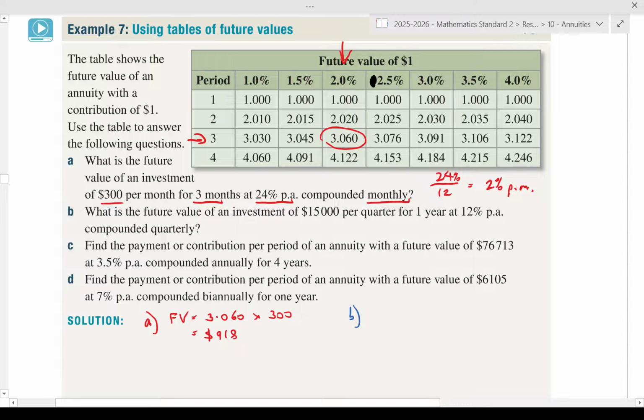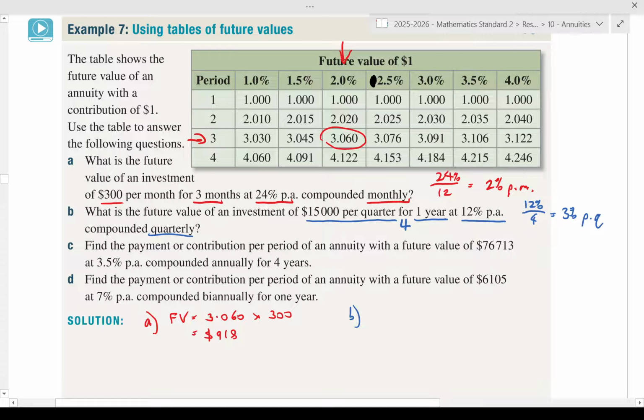The next one we've got is 15,000 per quarter for 1 year. So our number of periods is 4. It's 12% per annum, but we're doing it quarterly. So I'm going to do 12% divided by 4 equals 3% per quarter.